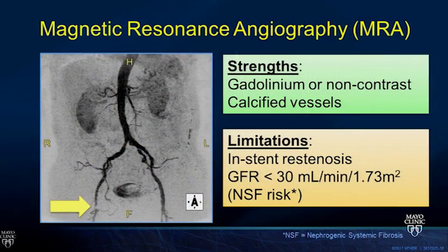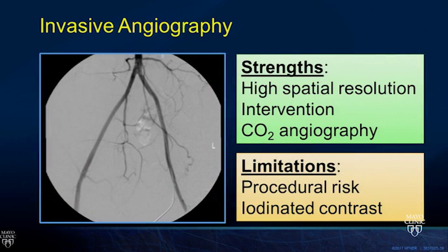So then with MRA, magnetic resonance angiography, you can actually do a non-gadolinium MRA. So in people who have significant chronic kidney disease and you're worried about nephrogenic systemic fibrosis with giving them gadolinium, you can do a non-gadolinium MRA. You don't have to worry about the calcified vessels the way you do with a CAT scan, but unlike CAT scans, you can't tell about in-stent restenosis. The metal stents cause too much artifact, and then certainly if you are giving gadolinium, then you have to worry about the GFR less than 30 with the NSF risk.